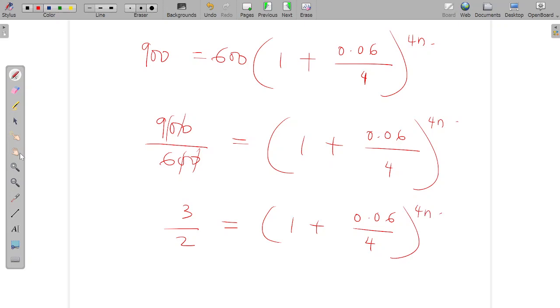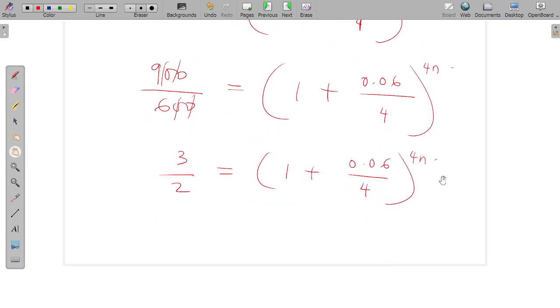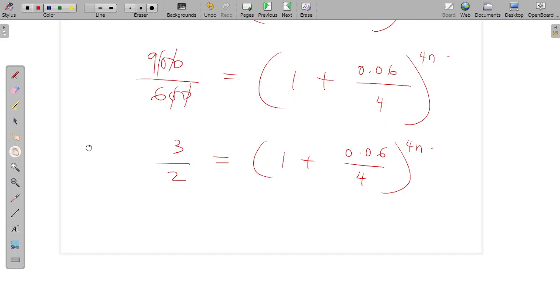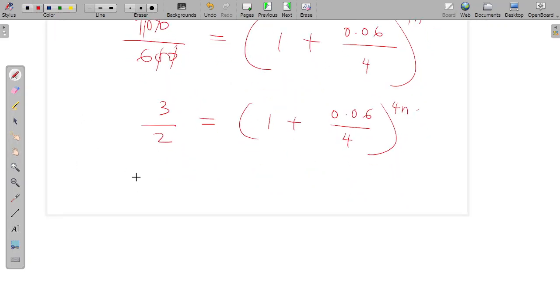Now, because this is raised to power 4N, normally, if it is 4 that is here without the N, we just take the 4th root of both sides. But now this is an N. So what do we do? This is a power. In order to bring down this, we need to introduce our ln. Because this is an exponential function, we can introduce ln there. So we take the ln of both sides.